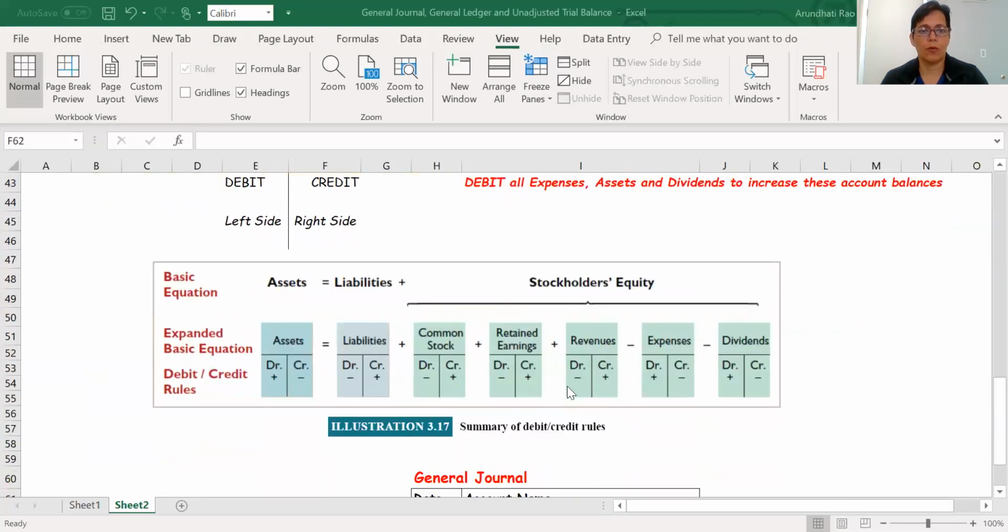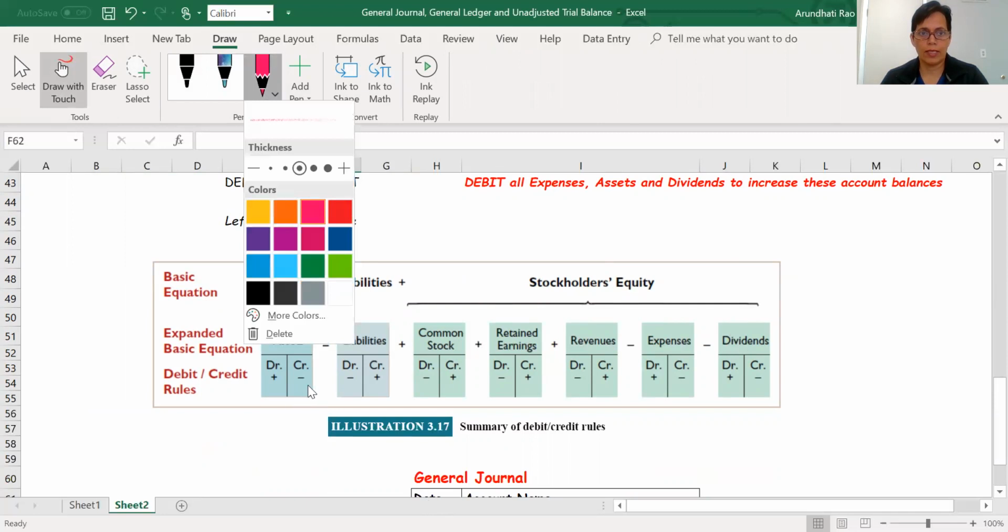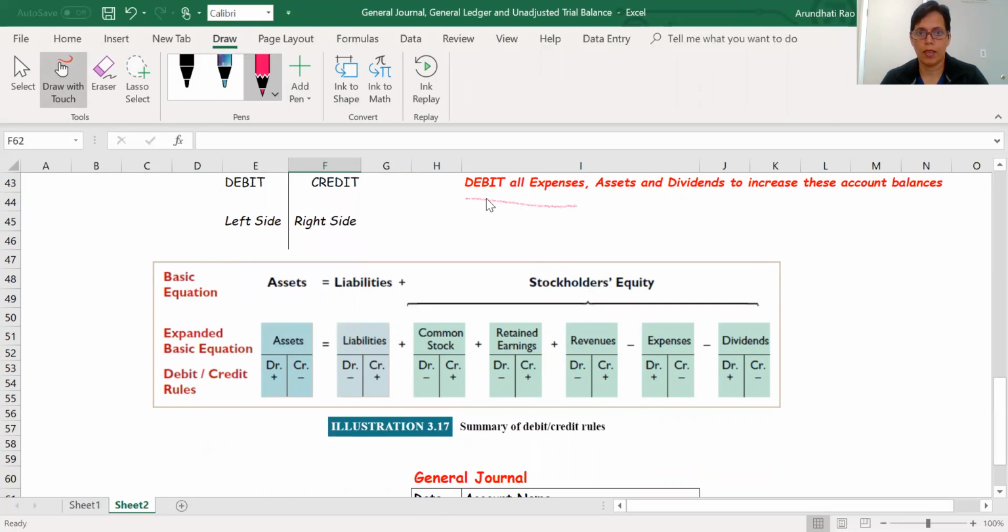So let's take a look at what we have from our textbook over here. The basic accounting equation again: assets, liabilities, owner's equity. Owner's equity is expanded to common stock, retained earnings, revenues, expenses, and dividends. So let me take a look over here real quick. I'm going to look at these accounts now and see whether this acronym DEAD works or not. So I debit all expenses to increase them. So yep, to increase it, I debited it.